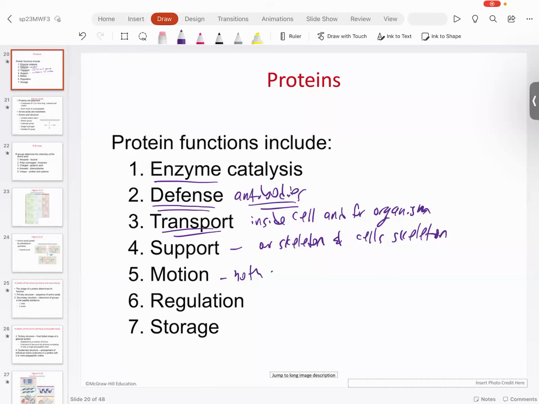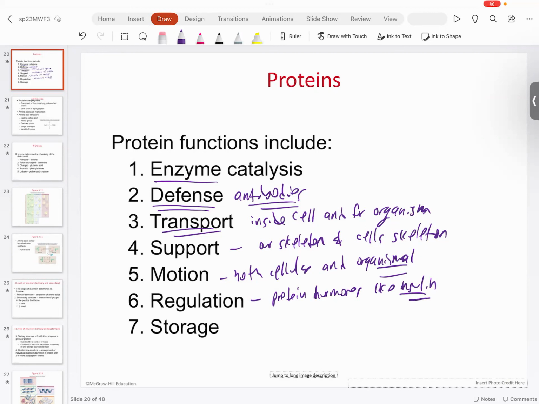Motion, both cellular and organismal. What does that mean? That means if you want to walk down the road, you need proteins to do it. If a cell wants to move from point A to point B, it needs proteins to do it. Regulation. Basically, this comes in the form of protein hormones, like insulin.